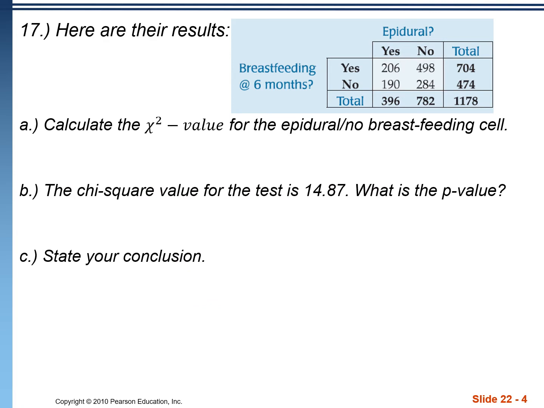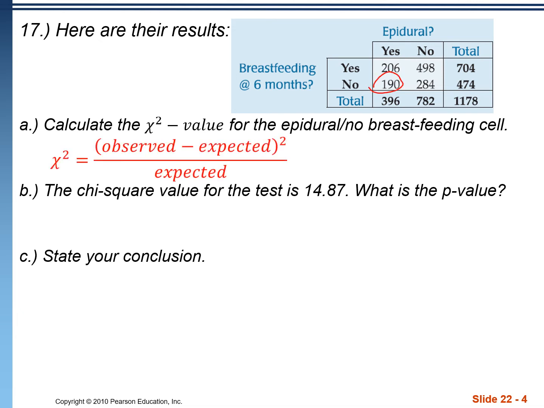17, calculate the chi-square value for the epidural no breastfeeding cell. Again, that's the bottom left cell that we just dealt with on the last slide. To find the chi-square value, observed minus expected, square that difference, over expected. Observed is the 190 from the table. Expected is the 159.34 that we found on the last slide. Subtract them, square the difference, divide by the expected, and we get 5.90.